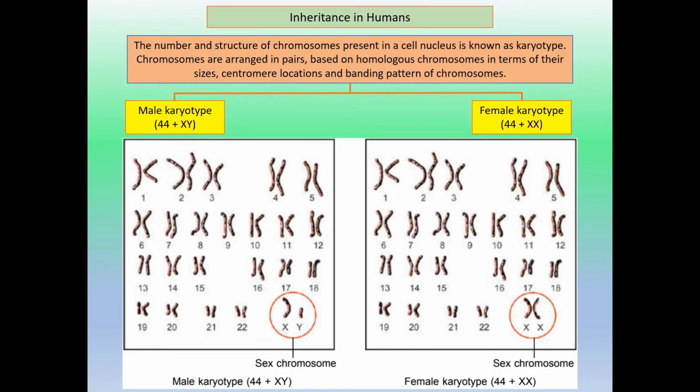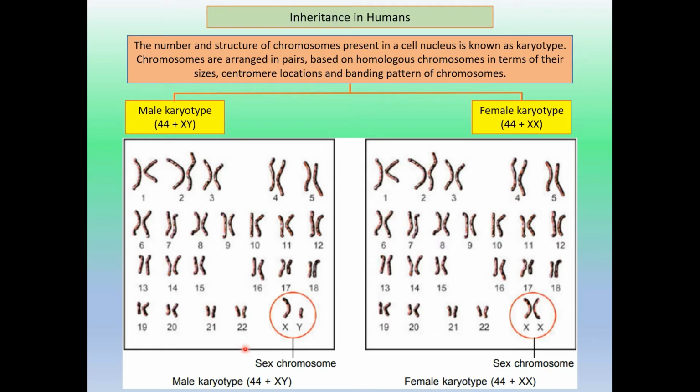In this slide, there are two types of karyotype, the male karyotype with sex chromosomes XY and the female karyotype with sex chromosomes XX. The number and structure of chromosomes present in the cell nucleus is known as karyotype. So this is the male karyotype with 44 plus XY, and this is the female karyotype with 44 plus XX. Chromosomes are arranged in pairs based on homologous chromosomes in terms of their size, centromere locations, and banding patterns of chromosomes. So pair number 1 until pair number 22 is called autosomes.